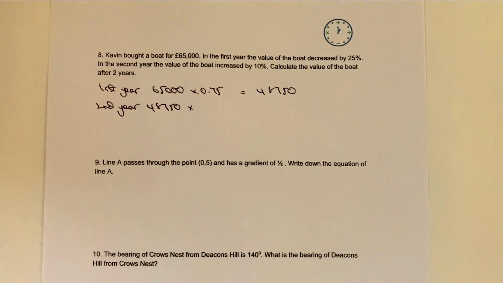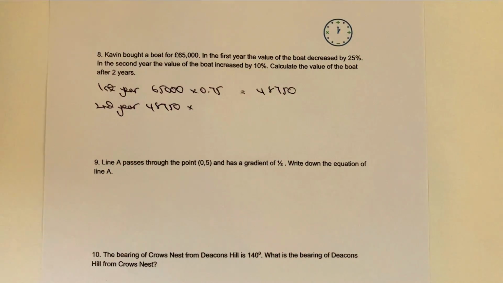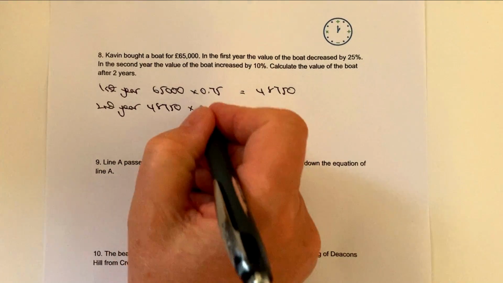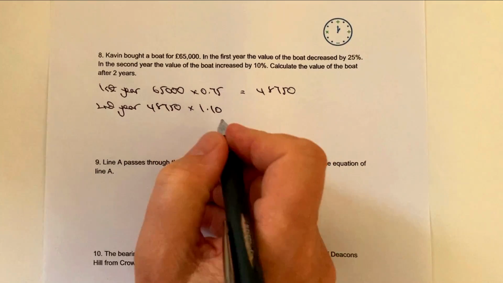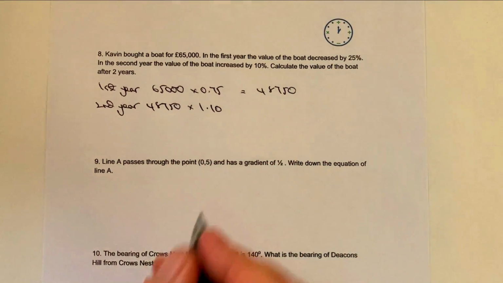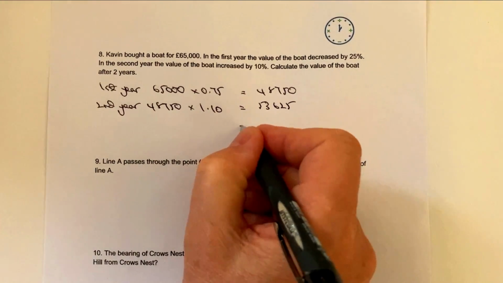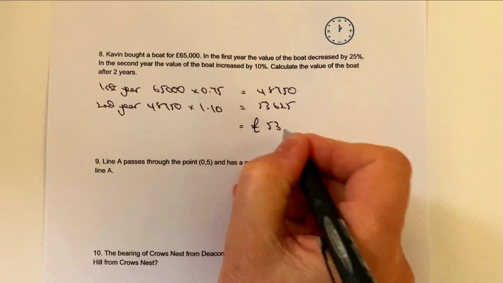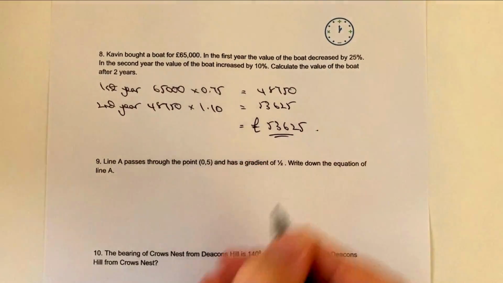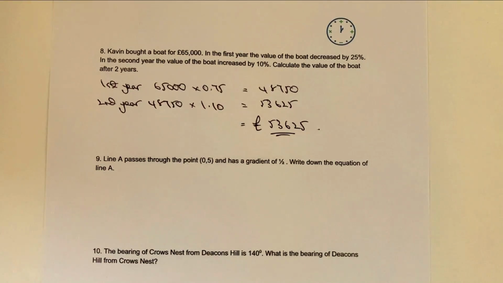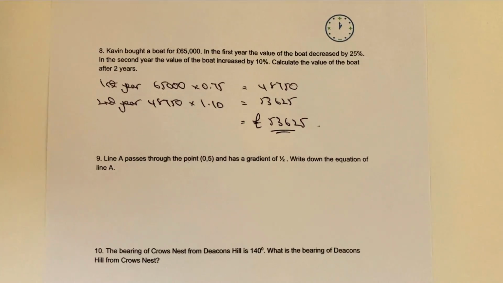Now, in the second year, what that means then was starting with the 48,750. And in this particular case now, it's actually increased in value by 10%. Very unusual for a boat to increase in value, but they do occasionally. So what we're going to do then is multiply it by 110%, or if you prefer, the decimal equivalent, which is 1.1. Okay, I put a 0 on the end. That's 110% as a decimal, and that's going to give us 53,625. So at the end of the 2 years, the boat is valued at 53,625, and I'm sure Kavin is very happy with that. Okay, all right, I wish I had a boat at 65 grand.